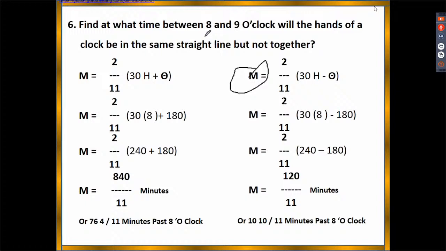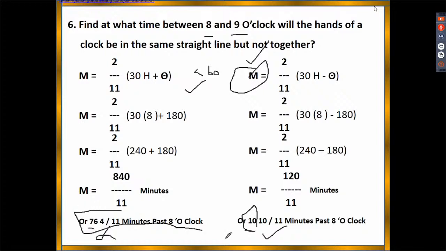The required time is after 8 before 9, which means up to 8:59. So the required time is always less than 60. But here 10 10 by 11 means 10 minutes approximately, that is the answer less than 60. It is correct. But here the first answer is greater than 60, so that is the reason this is not valid.